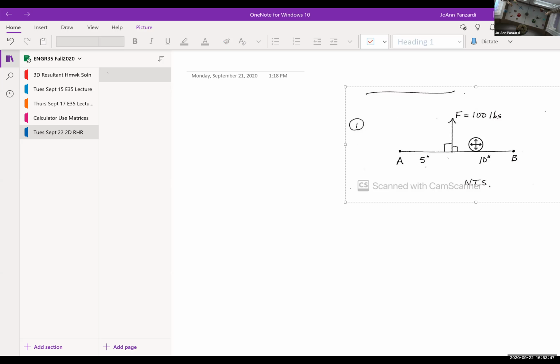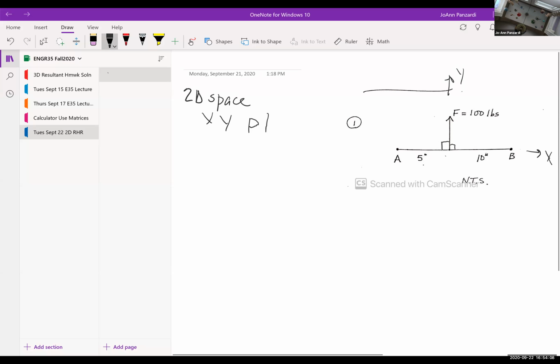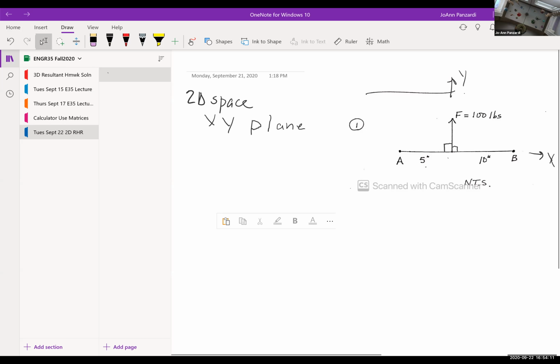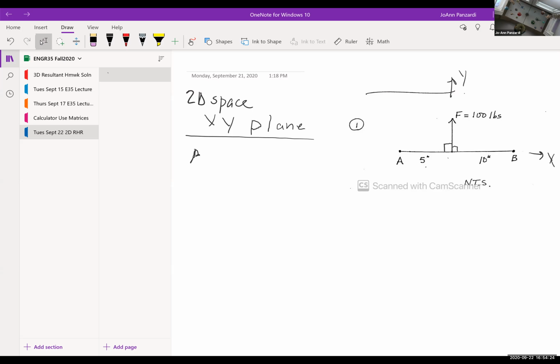Everybody see it? Yeah, we see the AB with the force going up. Okay, so remember what we're doing. We're looking at a 2D problem, a problem in 2D space. And we're looking at this as being my y-axis and my x-axis. So we're looking at the xy plane. And what I'm going to do is find my moment.